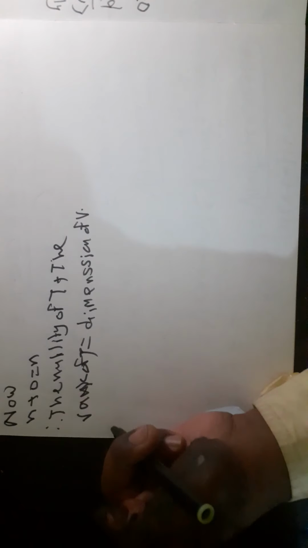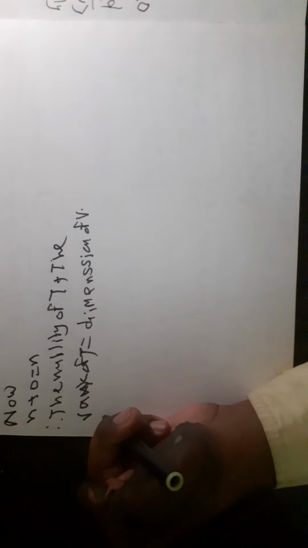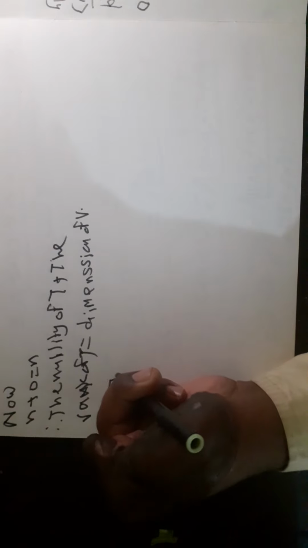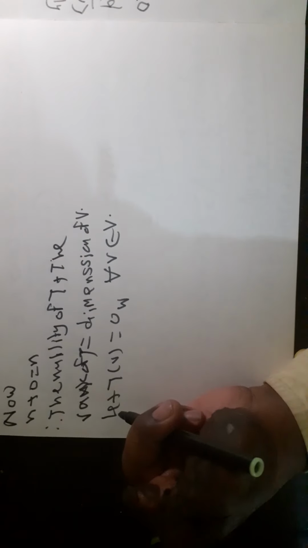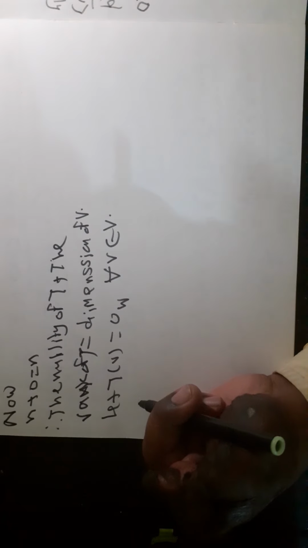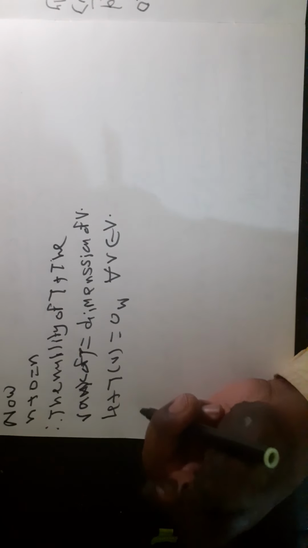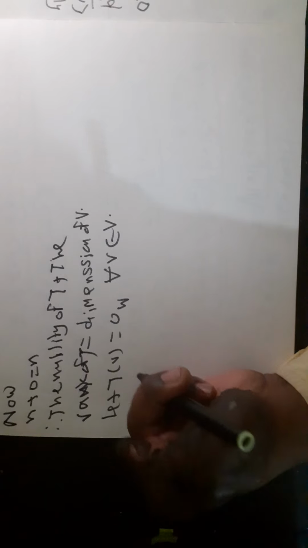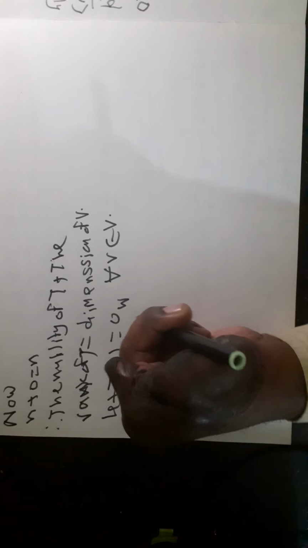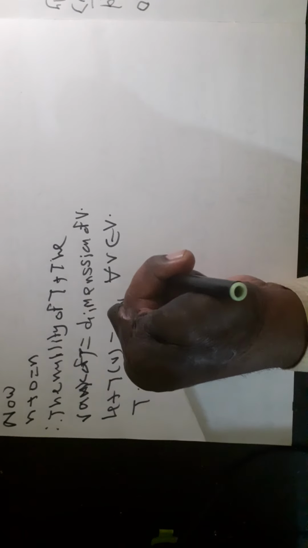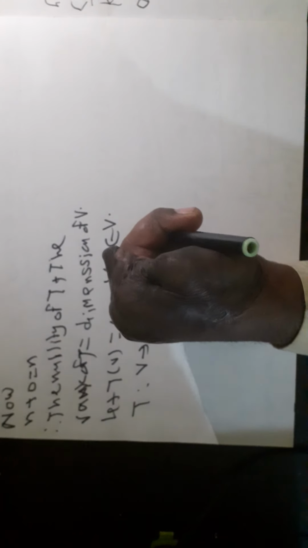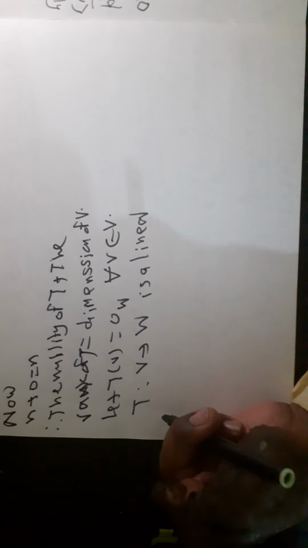Now suppose in the general case, let us prove this theorem. Let T of v be not equal to 0 of W for all v belonging to V. That is, the kernel of T is not the whole space. Now T from V to W is a linear transformation.